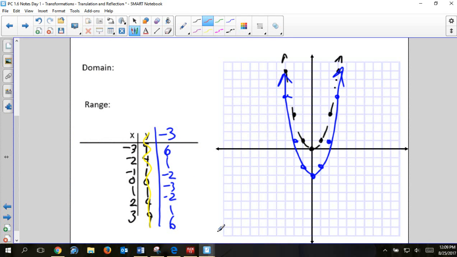All right. Domain is going to be all real numbers. So we're going to go from negative infinity to positive infinity. And then the range, what's the lowest point? Negative 3. Does it equal it? It does equal it. So we'll have bracket negative 3 to all the way up positive infinity.